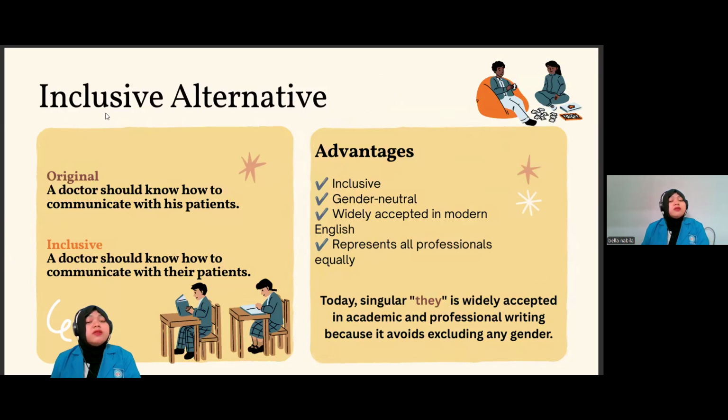Next, inclusive alternative from the article number one. The original: a doctor should know how to communicate with his patient. The inclusive, the right one, is: the doctor should know how to communicate with their patient. The advantages: inclusive, gender neutral, widely accepted in modern English, and represents all professionals equally. Today, singular they is widely accepted in academic and professional writing, because it avoids excluding any gender.